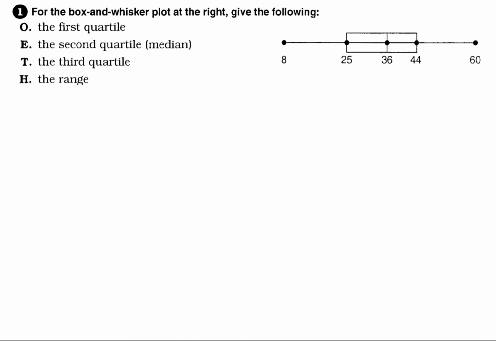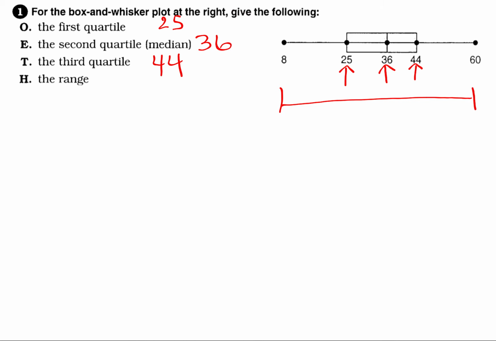Okay, for the box and whisker plot at the right, give the following information. What is the first quartile? The first quartile would be the low end of the box, 25. What's the second quartile, also known as the median? That would have to be the middle of the box, 36. What's the third quartile? That's going to be the top end of the box, 44. The range is going to be from 8 to 60, so we subtract and we get a range of 52.